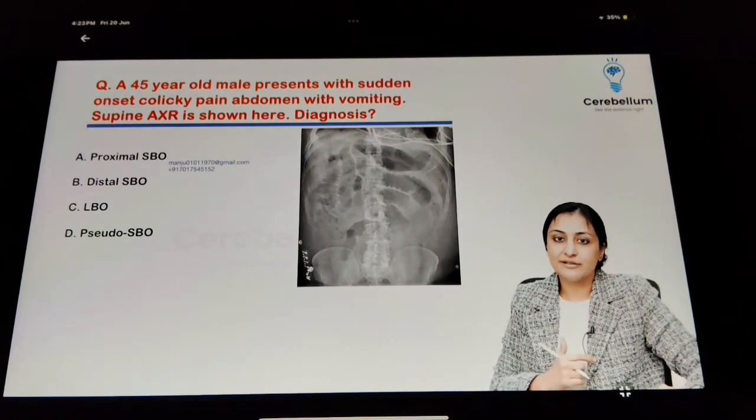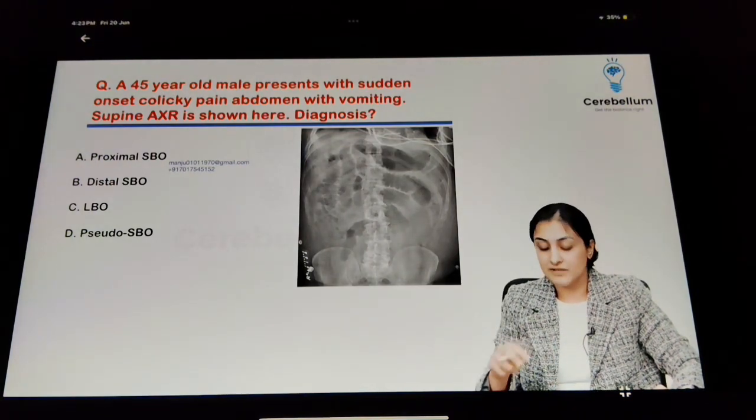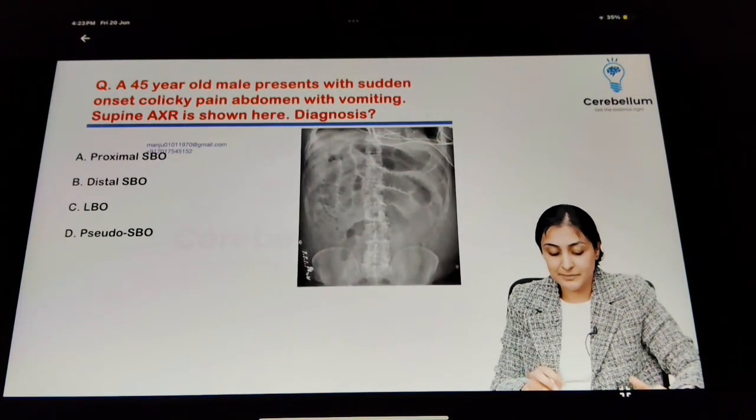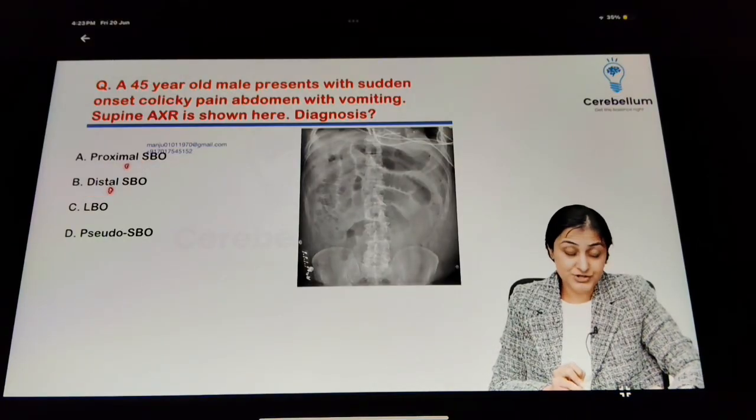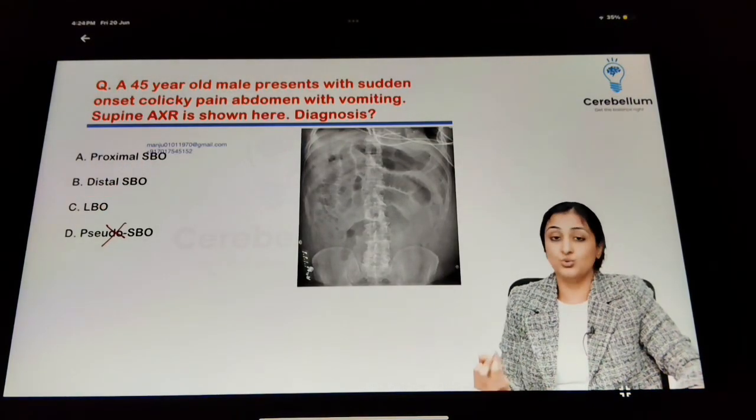The last question here, 45-year-old male presents with colicky pain abdomen with vomiting. They're showing us an X-ray. What is the diagnosis? So here the options are a bit tricky. It's not just small bowel, it's proximal versus distal versus large bowel, and there's nothing called a pseudo small bowel, so you can rule that out.